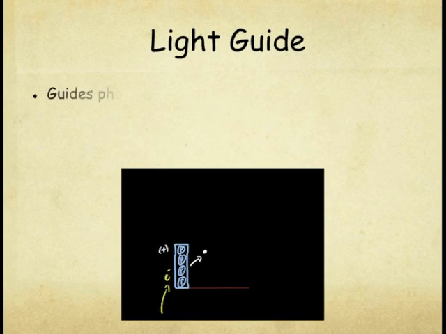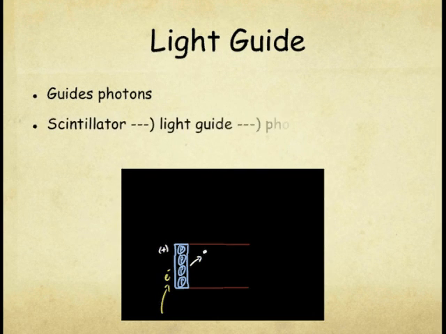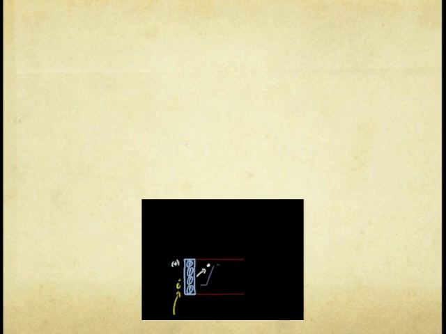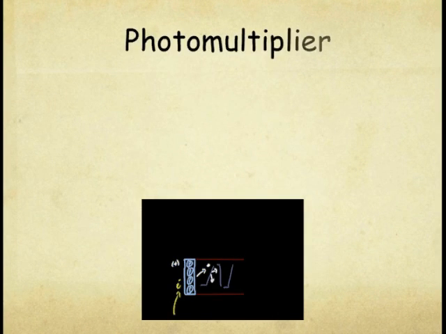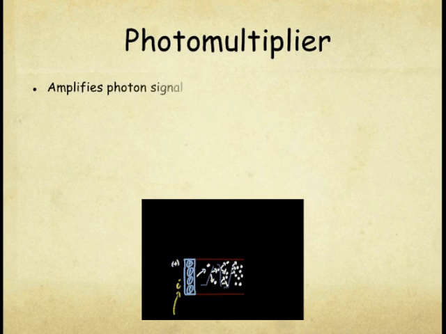A light guide simply does what it says. It guides photons as they propagate away from the scintillator and towards the photomultiplier. A photomultiplier also has a very descriptive name. This part of a detector produces a set larger number of photons for each photon that enters. The amplification or increase in photons is linearly related to the number of incoming photons. Once the photon signal is amplified, the photons strike a photovoltaic device which converts the photon signal back into an electric signal.